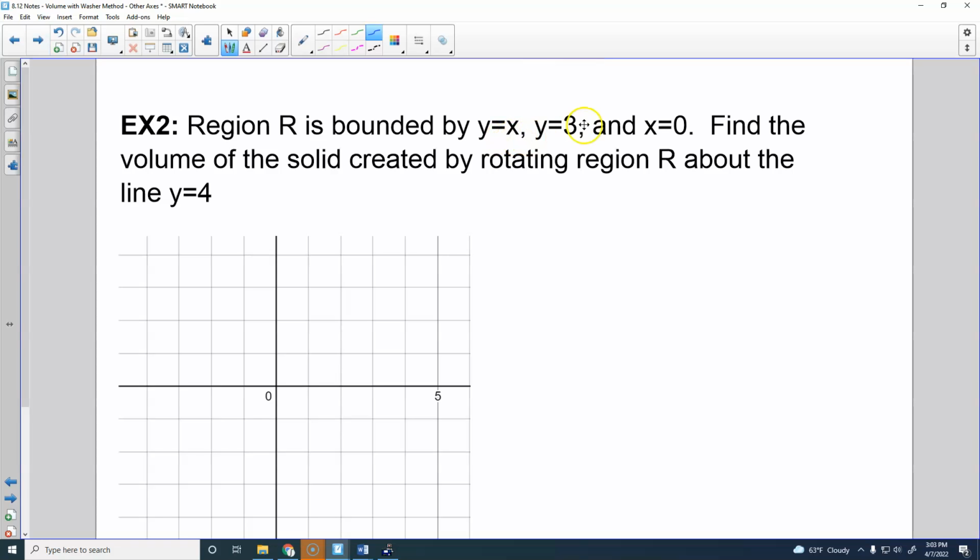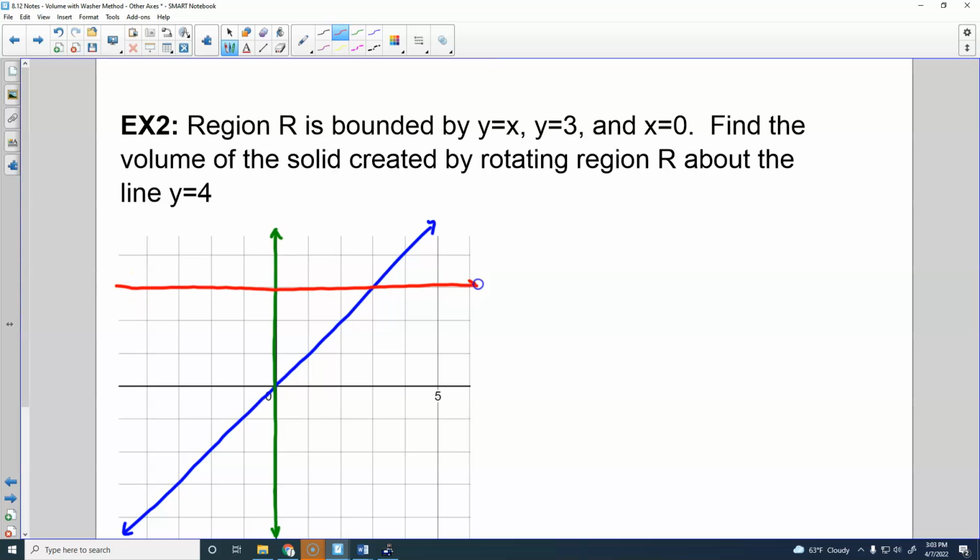All right, we got y equals x, y equals 3, x equals 0. We got to rotate around the line y equals 4. So y equals x is just this line right here. x equals 0 is our y-axis. And then y equals 3 is right here. And we are rotating around y equals 4.